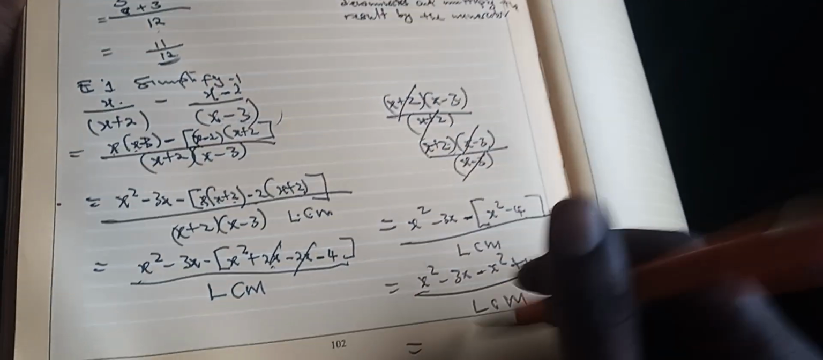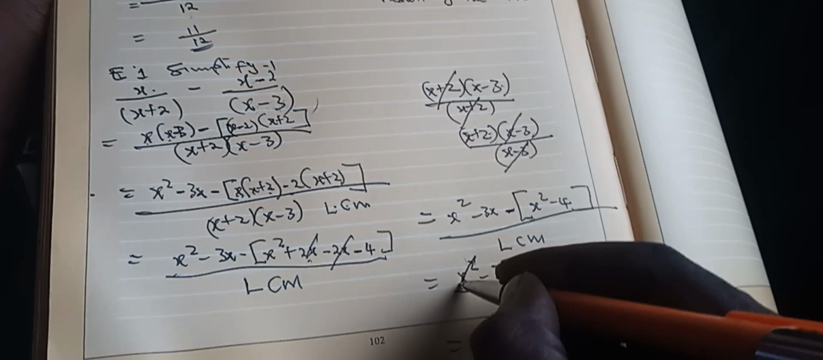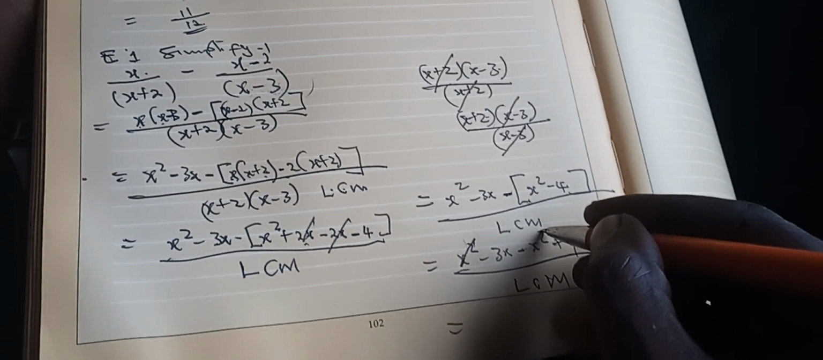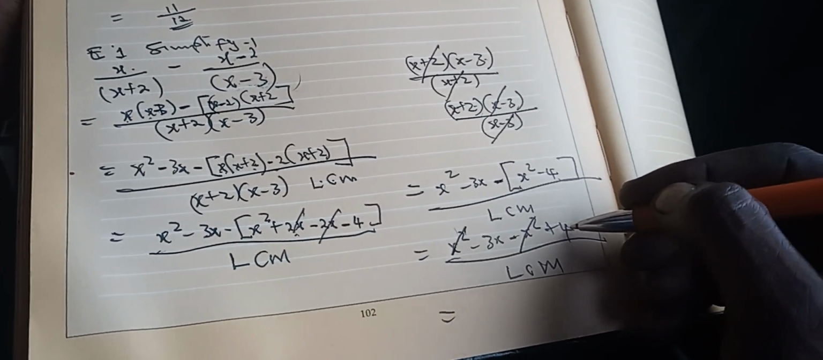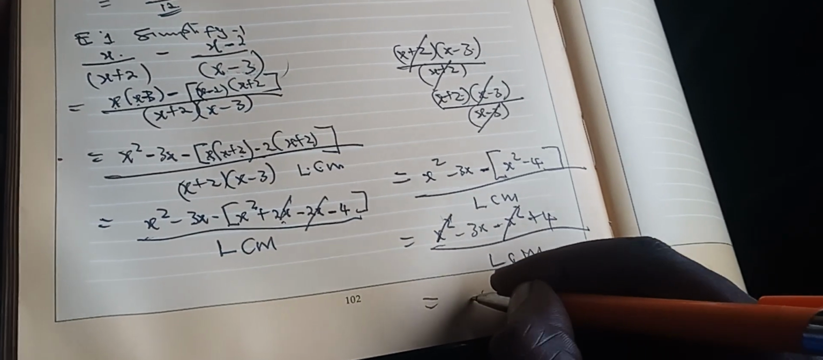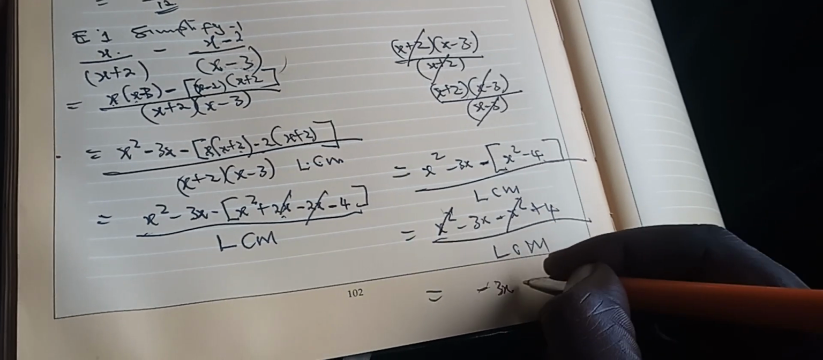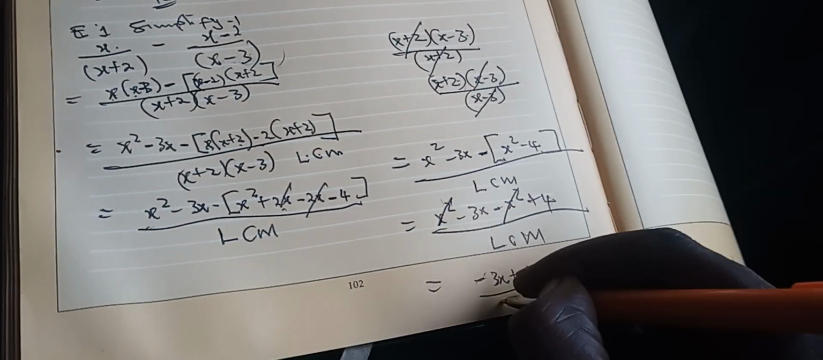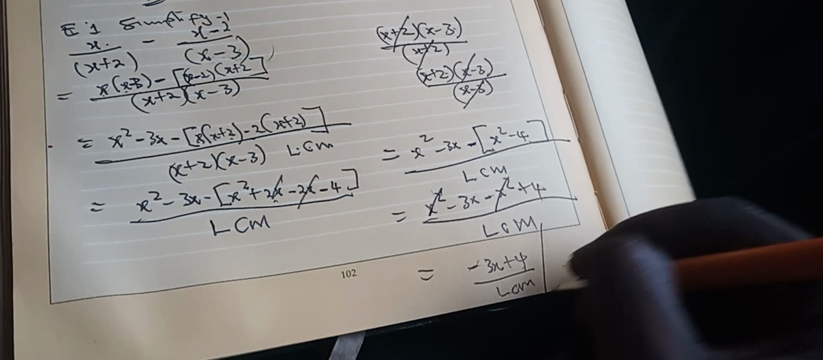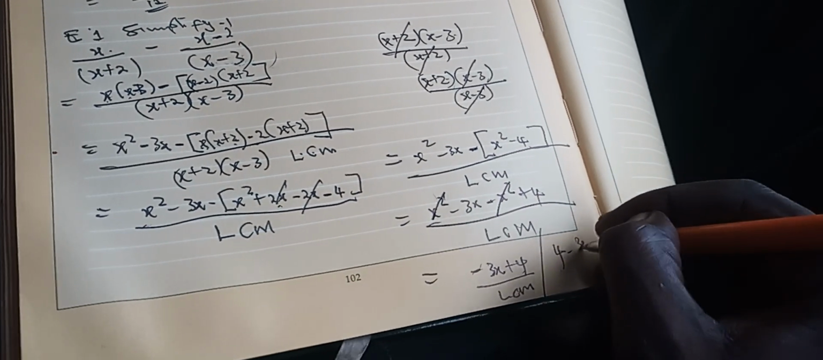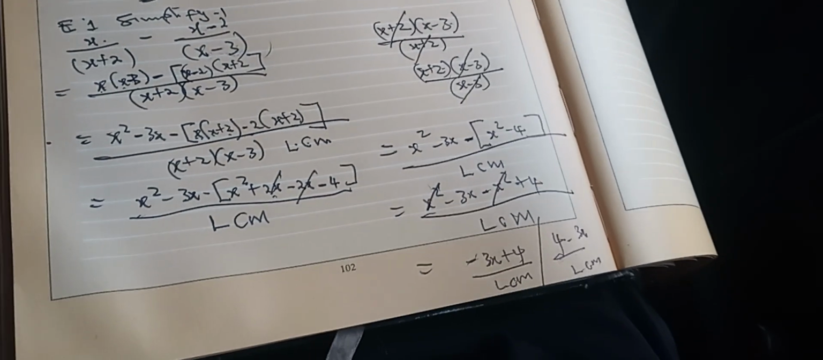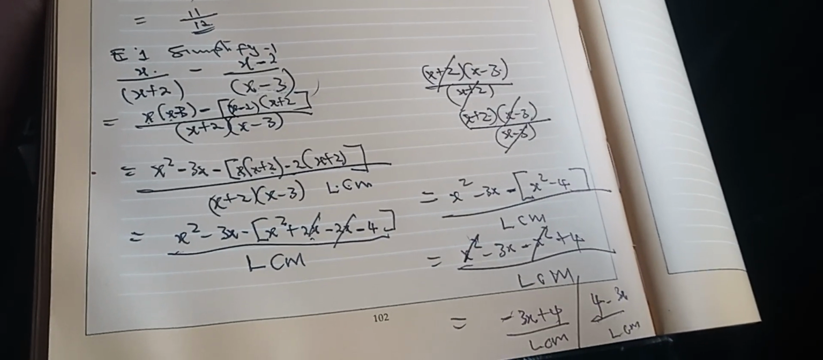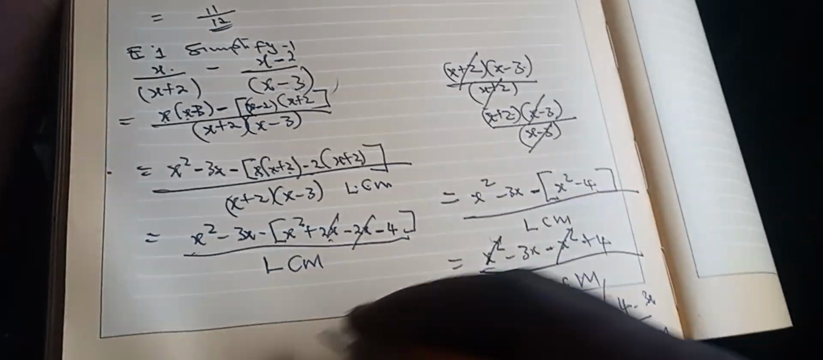And here, if we simplify further, x squared is going to subtract x squared. We are going to be left with 0. And then our expression is going to be minus 3x plus 4 over lowest common multiple, or 4 minus 3x over lowest common multiple. So this is how basically you simplify your algebraic fraction.